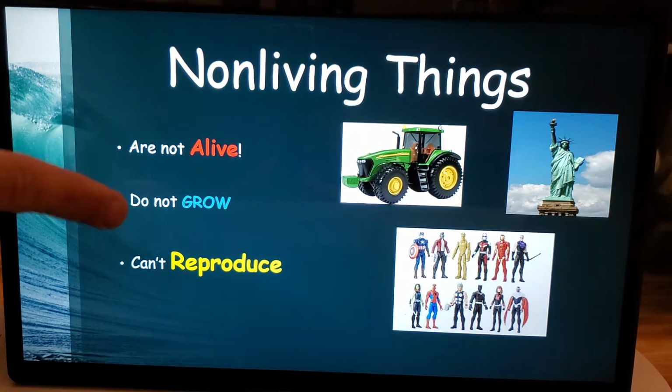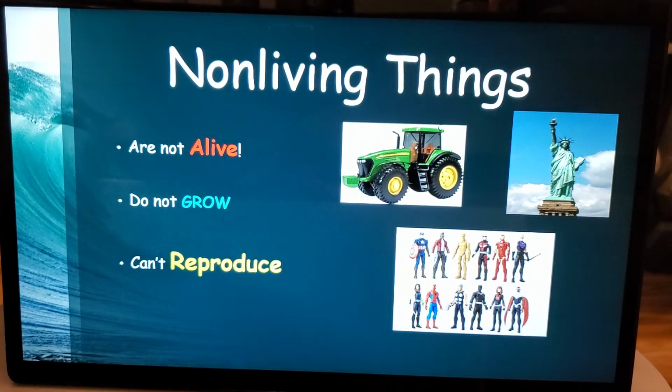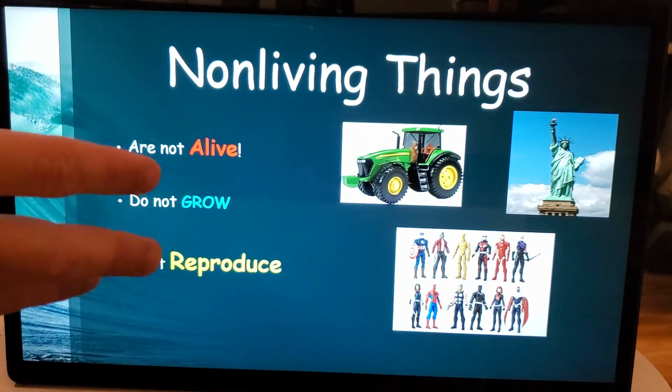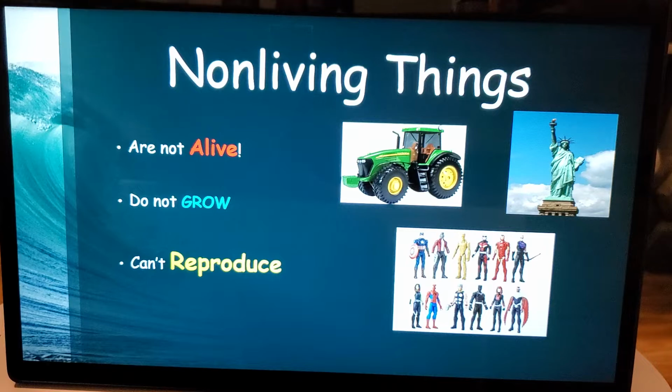And then look, some toys. We got our Marvel action figures right there. They are non-living things. These action figures, they're not alive, they don't grow, and they don't reproduce.